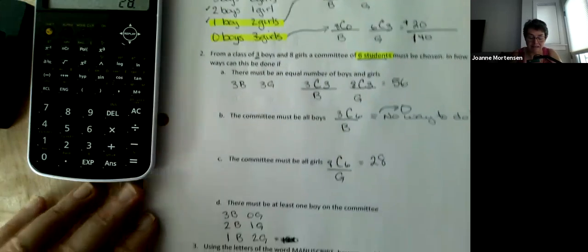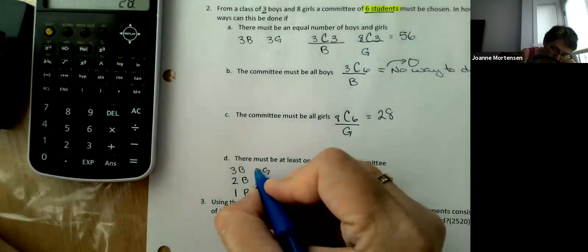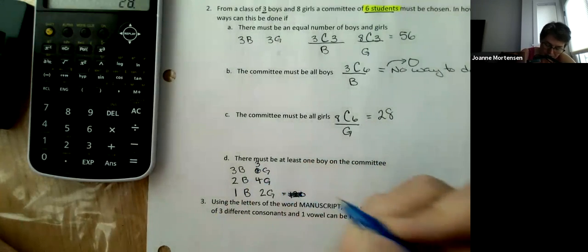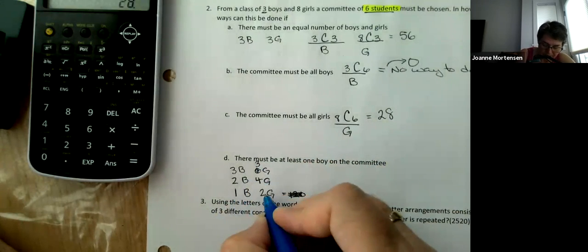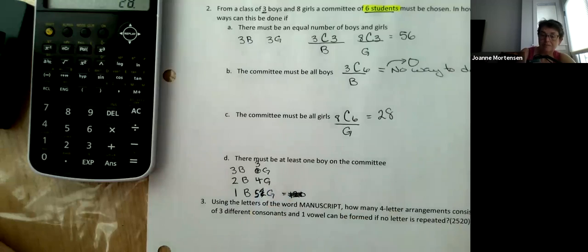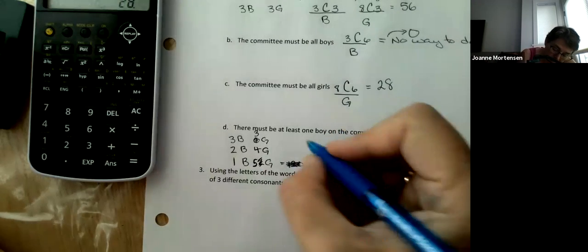The first one, I need 6 students. So 3 boys, 3 girls, 2 boys, 4 girls. See, fixed it. 1 boy, 5 girls. I'm sorry, that's messy. But in each case, everything adds up to 6.